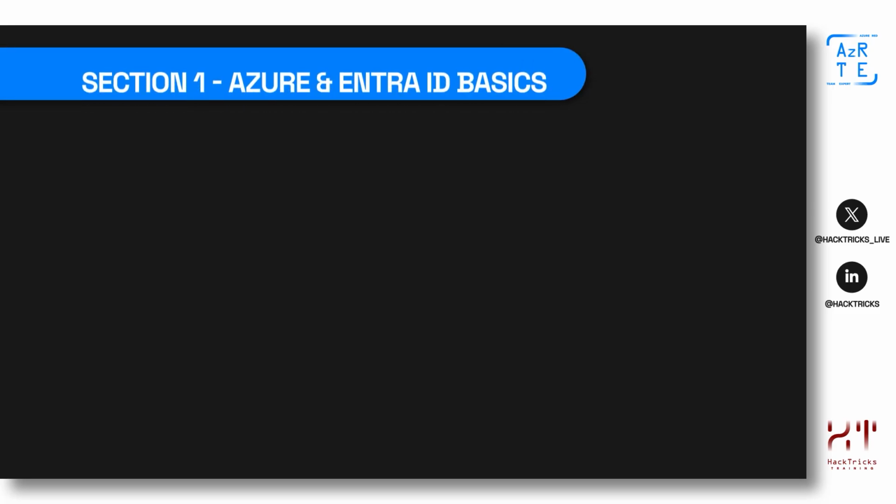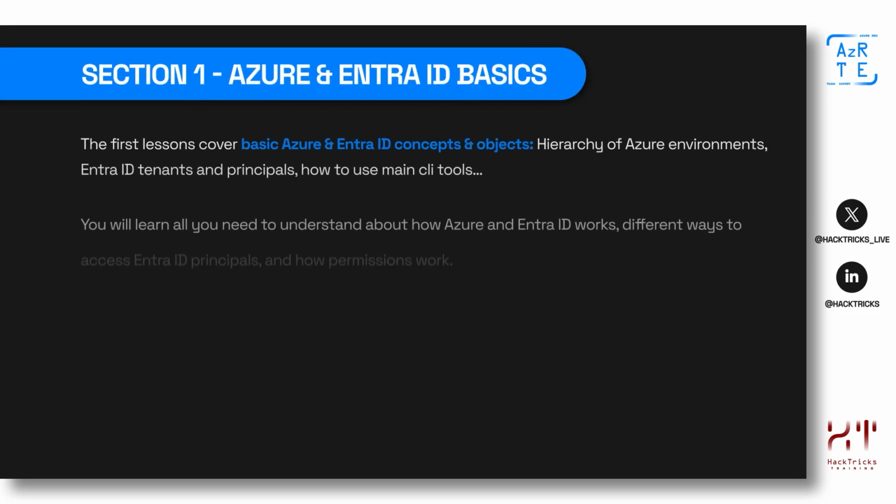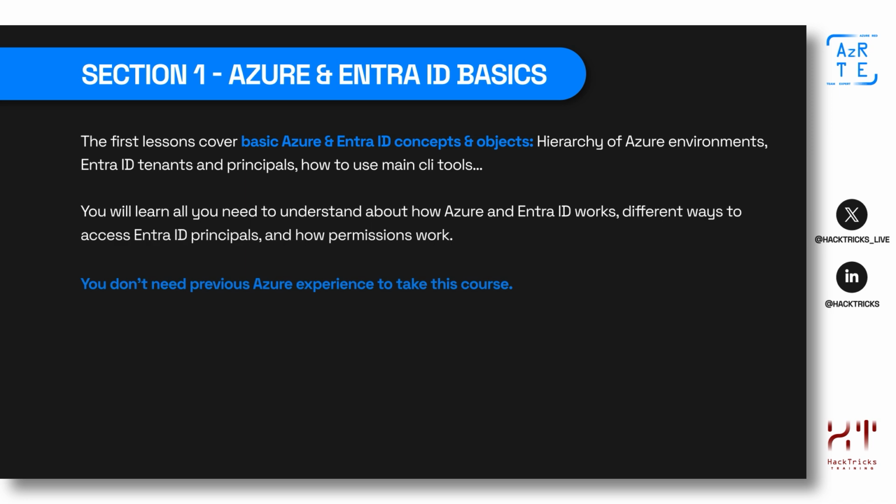So now let's take a quick look to all the sections you can expect inside this certification. The first section is called Azure and Entra ID Basics. The first lessons cover basic Azure and Entra ID concepts and objects, such as the hierarchy of Azure environments, Entra ID tenants and principals, how to use the main CLI tools in order to communicate and enumerate Azure and Entra ID. So basically, you will learn all you need to understand about how Azure and Entra ID works, different ways to access Entra ID principals, and how permissions work.